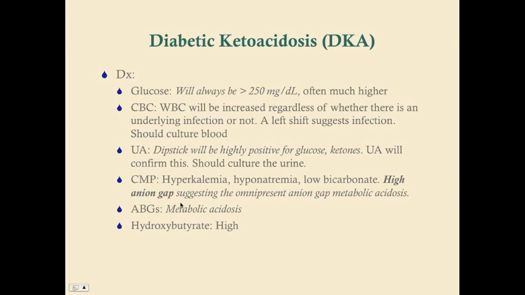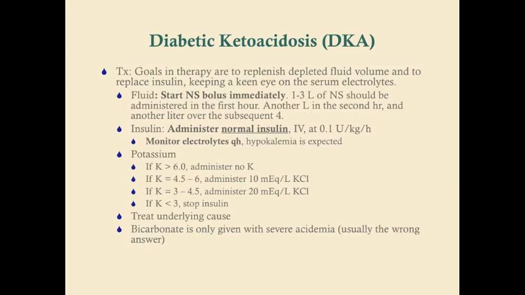This will result in a high anion gap, and that's suggesting both the presence of the ketone bodies and the fact that you have metabolic acidosis. Your arterial blood gases will confirm metabolic acidosis. Like I said, the hydroxybutyrate will be high, and this is a great way to have a laboratory indicator of how the patient's responding to therapy.